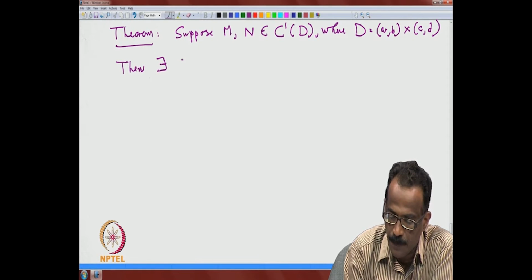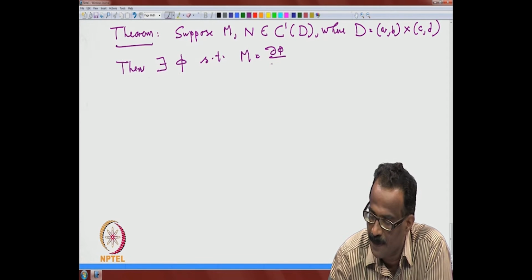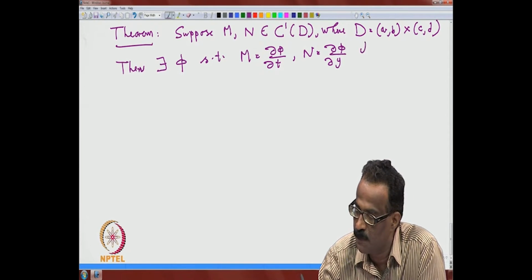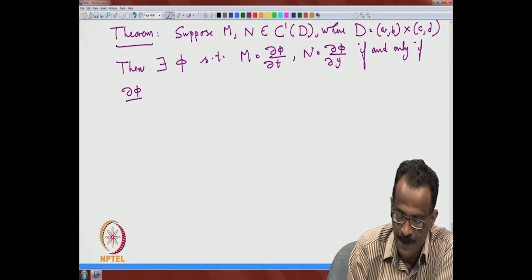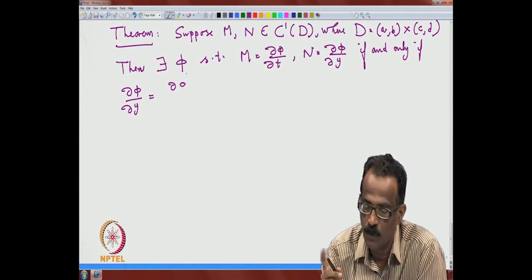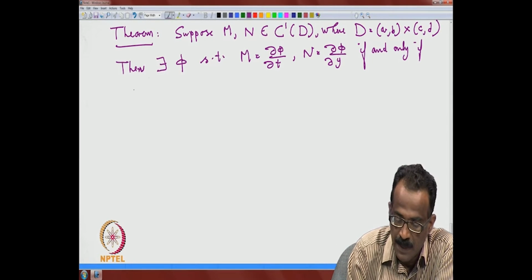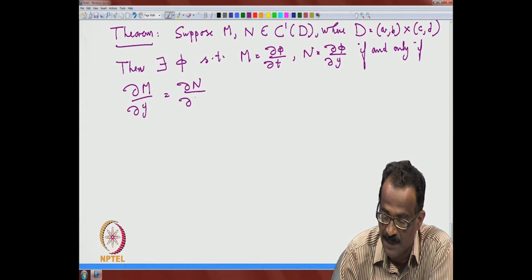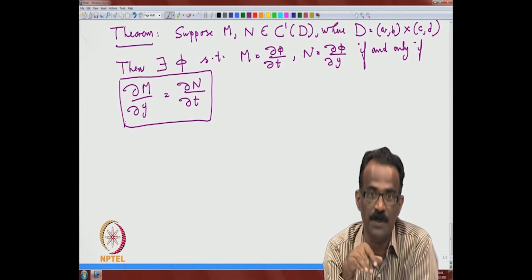there exists phi such that M is equal to d phi by dt and N is equal to d phi by dy if and only if dM by dy is equal to dN by dt. The interesting fact here is that the condition is in terms of the given data. M and N are the functions given to you in the differential equation.